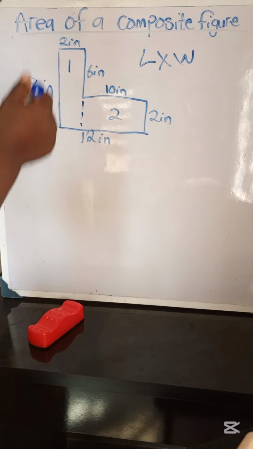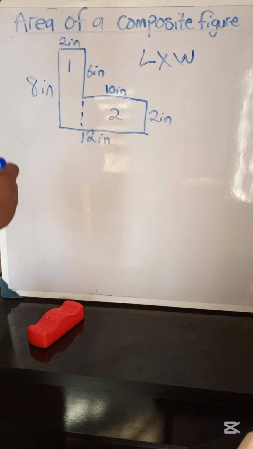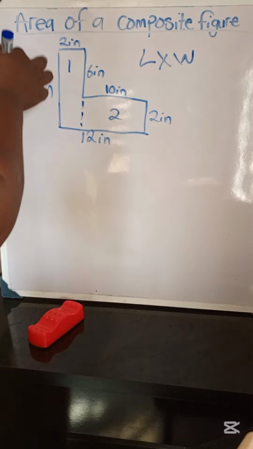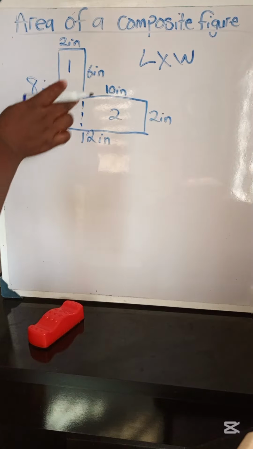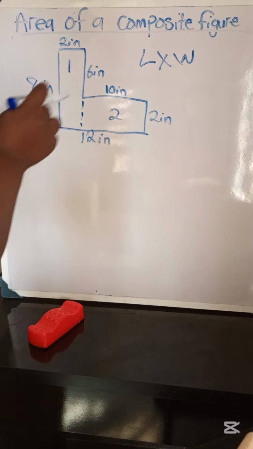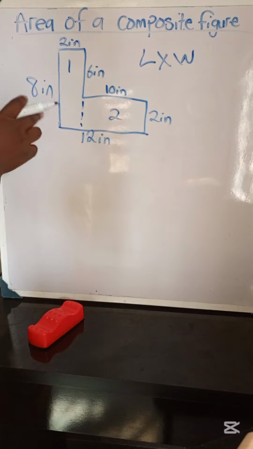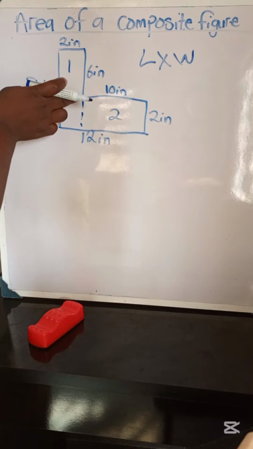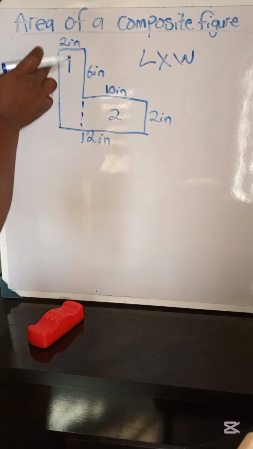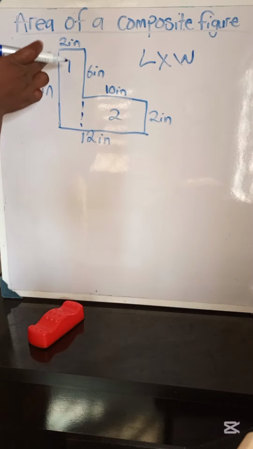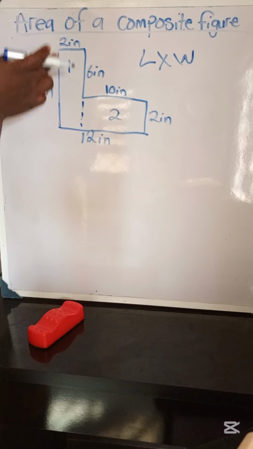So we need to identify which part of the first rectangle is our length and which part is going to act as our width. So we're going to have this here as our length, which is 8 inches. Now some students are tempted to pick this part of it here, which is the 6 inches. But remember, this line here stops halfway before going into the second rectangle. So you're going to pick the part of the rectangle that goes all the way down.